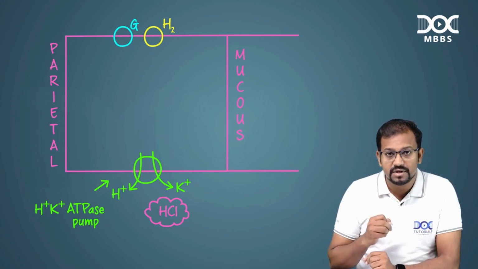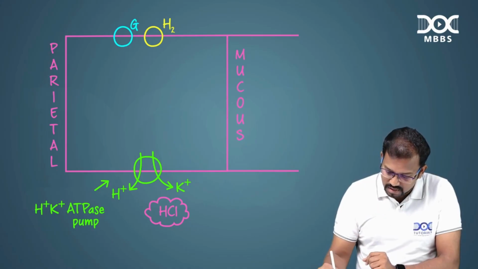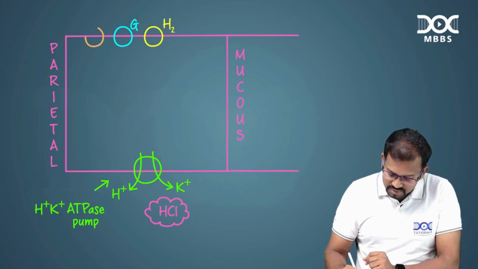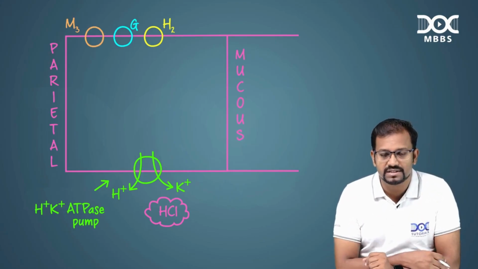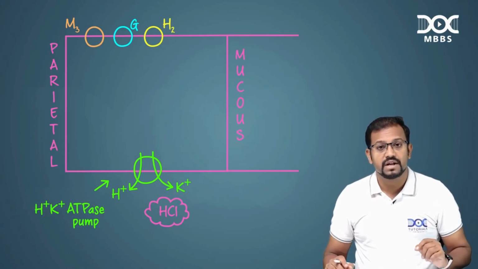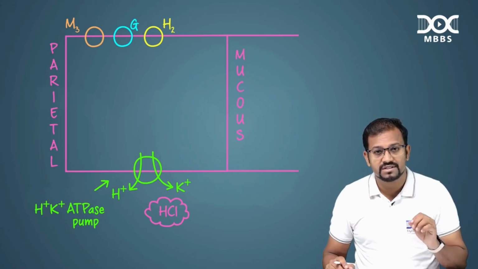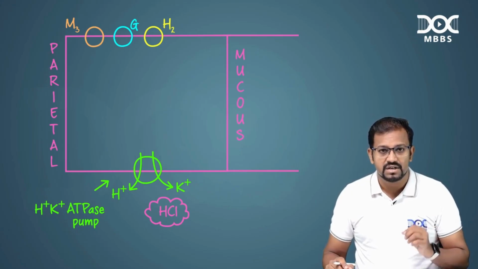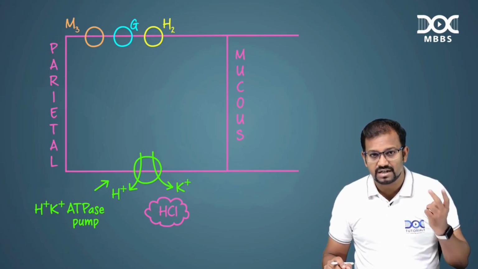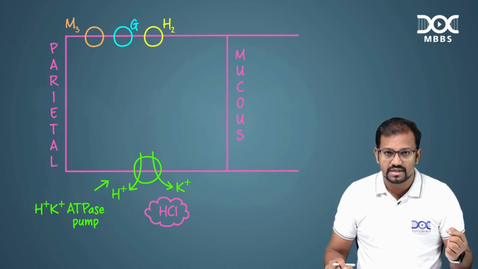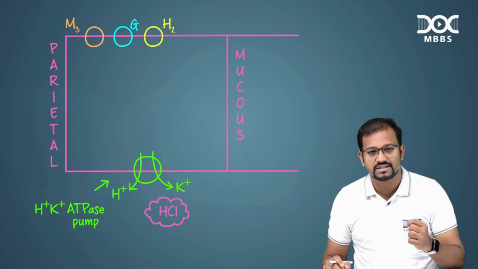And the third stimulus is acetylcholine, which binds with the M3 receptor on the parietal cell. So we have three major receptors on the surface of the parietal cell which might stimulate gastric acid secretion: H2, gastrin and M3 receptors, which are stimulated by histamine, gastrin and acetylcholine respectively.